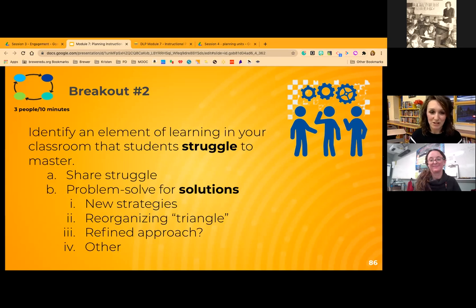Do you have some new strategies for each other? Do we need possibly to reorganize our triangle or our order in which we design our instruction? Or do we just need to refine our approach? And so these next 10 minutes in your breakout room is your time to problem solve with colleagues, bring your struggle to them, and then see if you can come up with a solution. Okay, here we go.